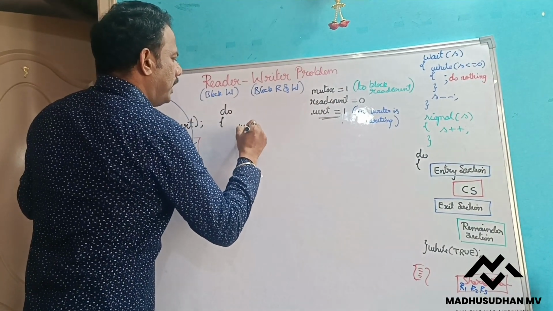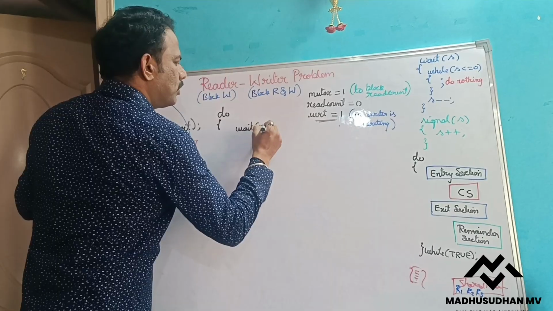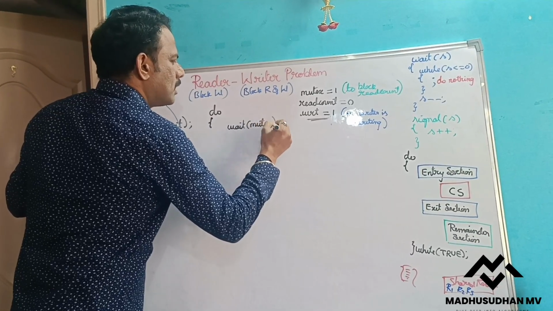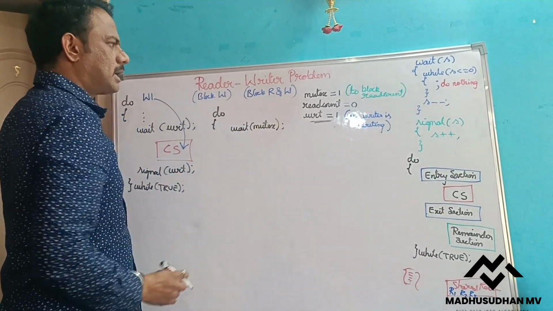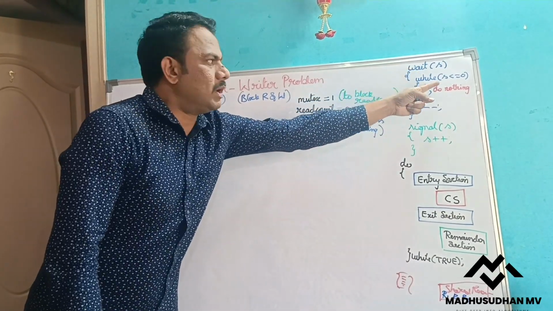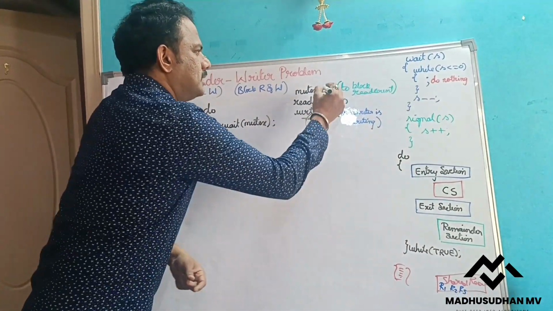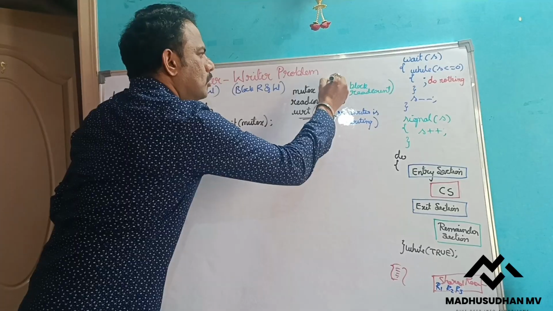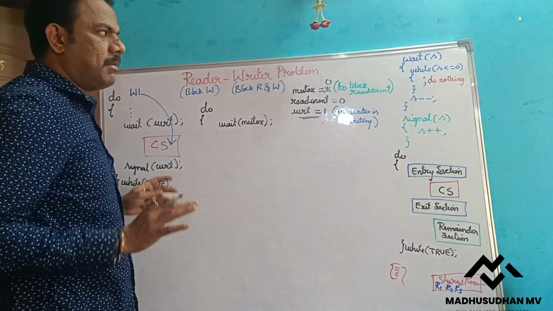So wait(mutex). That means right now, mutex is equal to what? 1. It goes in, 1 less than or equal to 0 is false, it comes out and makes it 0. Now it is 0. Okay, now I blocked the others.